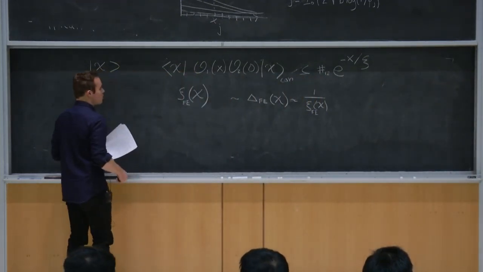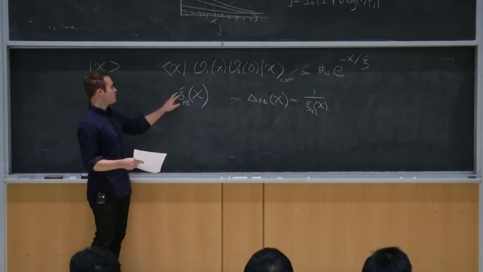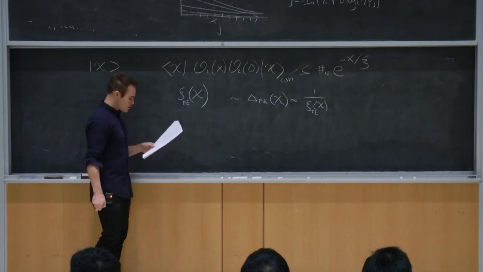So now the question will be, what do we think the form of c is as a function of chi, for instance?